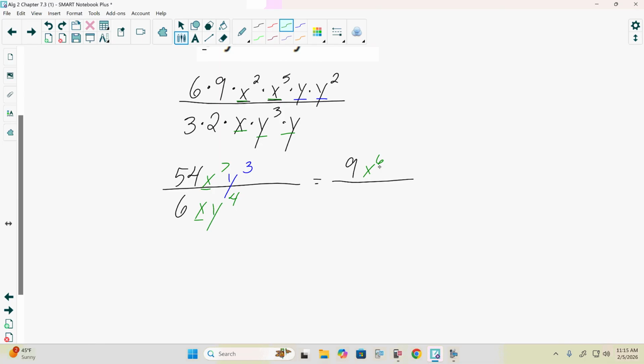Now the only other thing left we have is y. We have y to the third over y to the fourth, yes? 4 minus 3, 1. Is it bigger on top or bottom? Bottom, so it's going to stay on bottom.